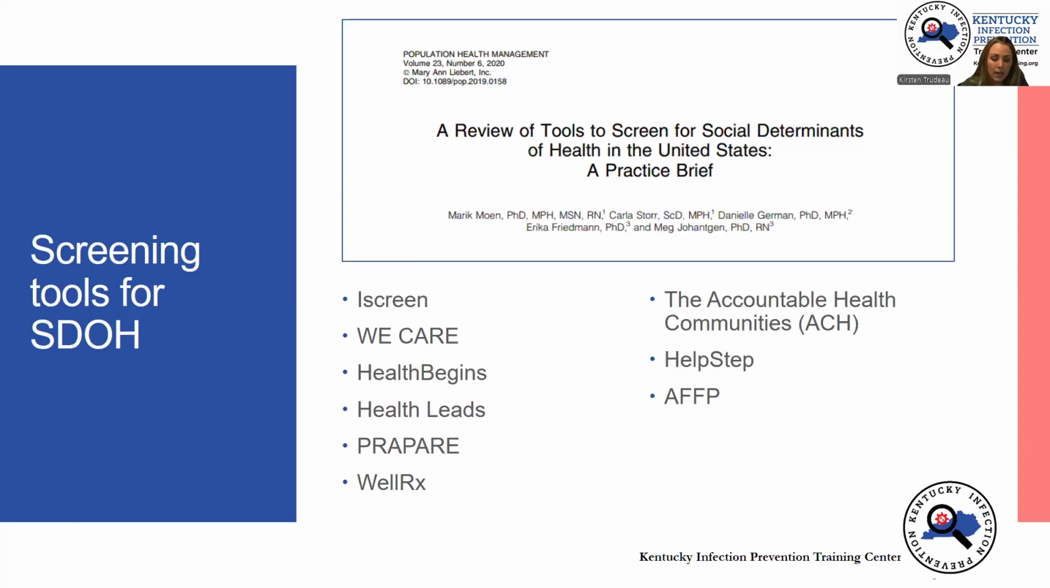But nonetheless, I included this review article, which reviewed the tools that were available in the US to screen for social determinants of health. This was back in 2020, so I can only assume that there are many more tools available now. But this is really one that's considered one of the best review articles. And it shows that even 5 years later, there's still not a standard tool, even after we've reviewed these different ones that are available.